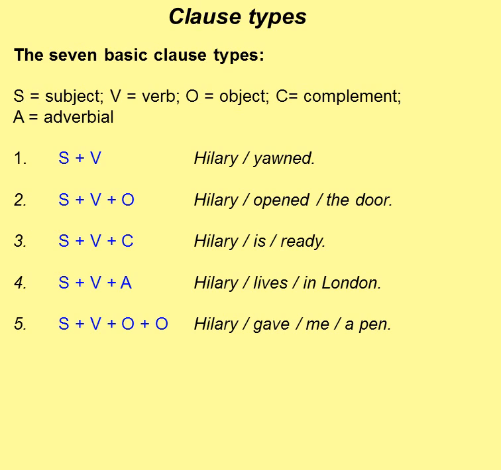The way I find it easy to remember is that the direct object is the one that's nearest the subject. So if we physically imagine Hilary with a pen, giving it to me, the pen is the nearest thing to Hilary, the subject. So that's the direct object. I'm one step away, so me is the indirect object. Next possible pattern is subject, verb, object and complement. So Hilary got her hair wet.